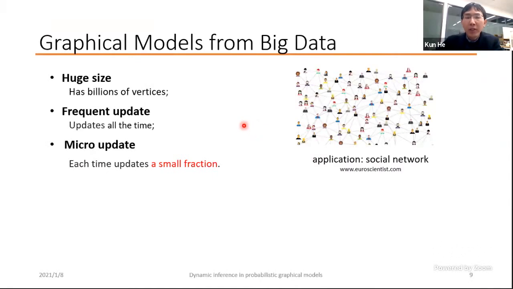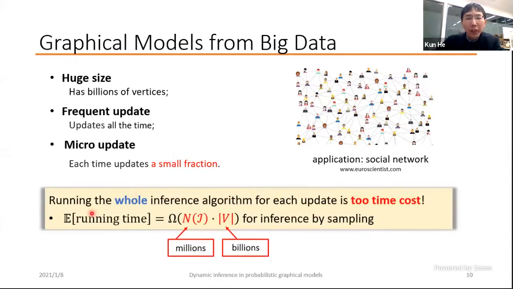Nowadays, big data poses new challenges for the inference algorithms. The graphical models from big data usually have huge size. Moreover, these models are updated frequently. So the difference between the instance before and after an update is usually small. For these models, running the whole inference algorithm for each update is too time costly. For example, if the MCMC sampling is used, the expected running time is no less than the product of Ni and the size of V. However, the size of V can be as large as several billions. The size and Ni can be as large as several millions.